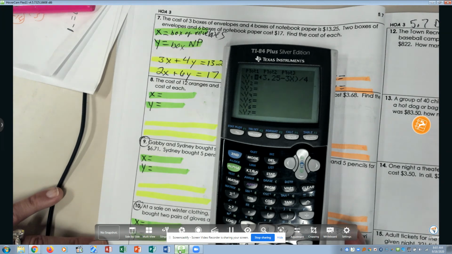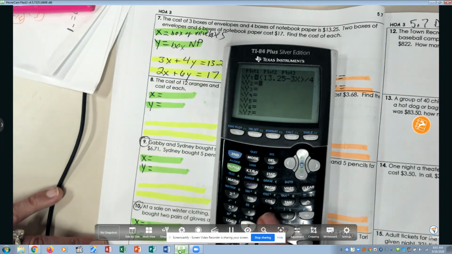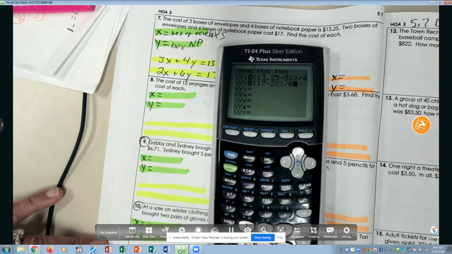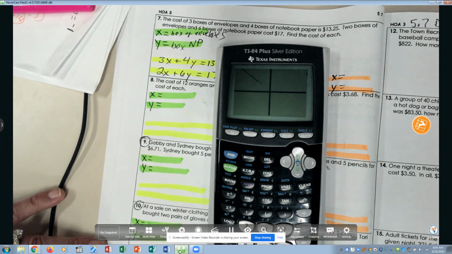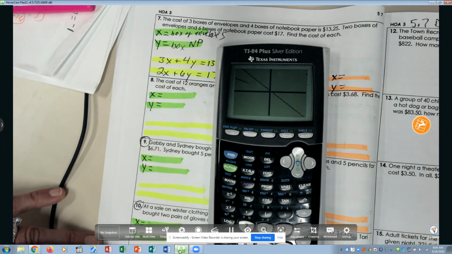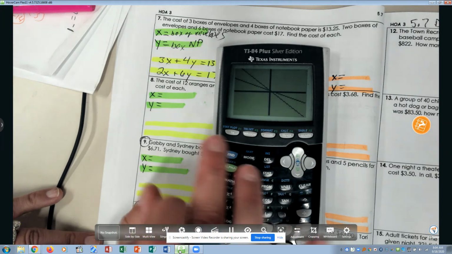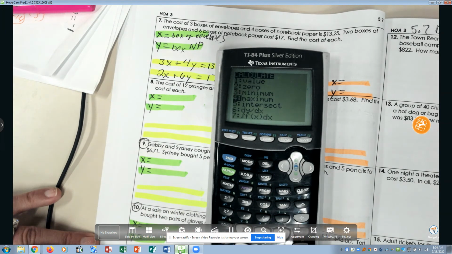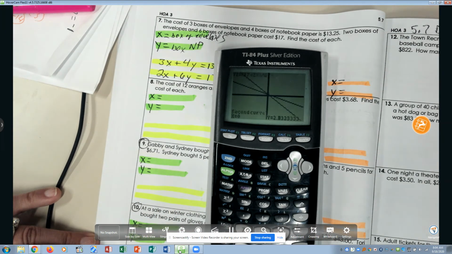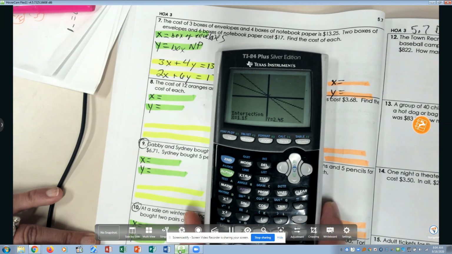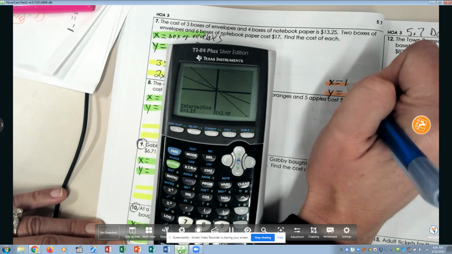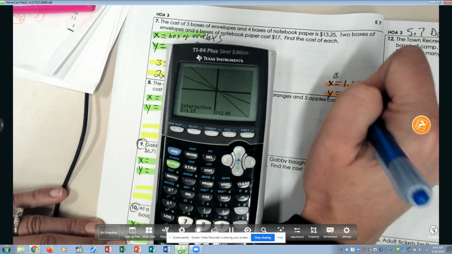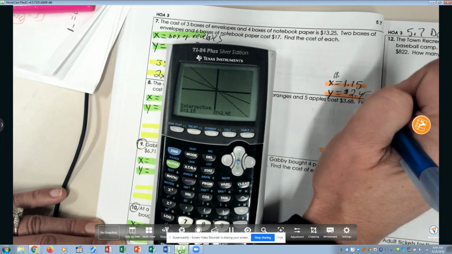Okay, next one. Minus the x term, divide by the coefficient of y. All right, let's see if we can see the intersection point. That's all we have to see. Even though we can't see it really well, it doesn't matter because our calculator will do our work for us. Enter, enter, enter, enter. So each envelope box costs $1.15, and each notebook paper box costs $2.45.